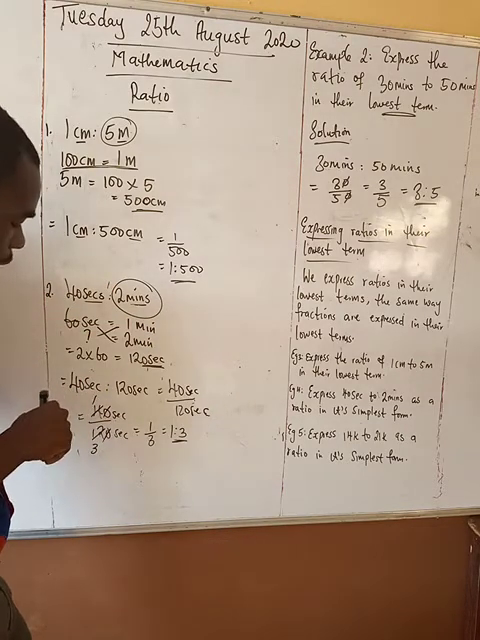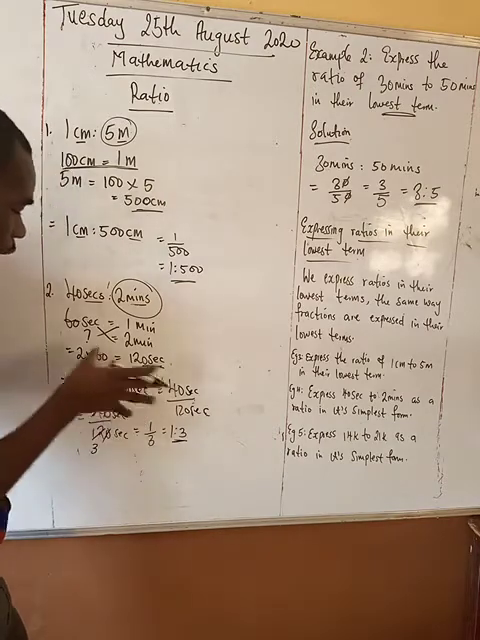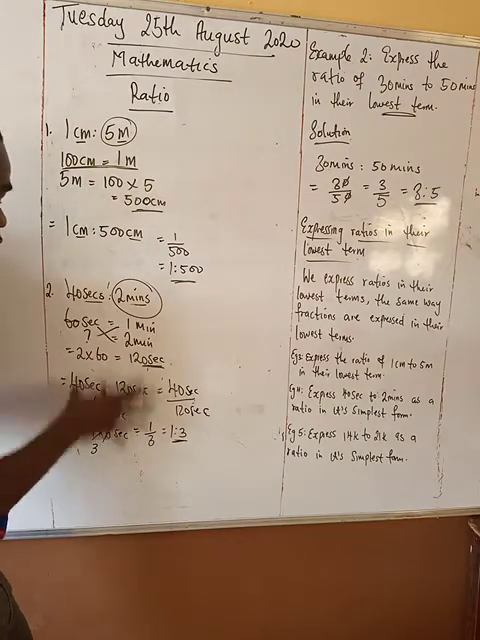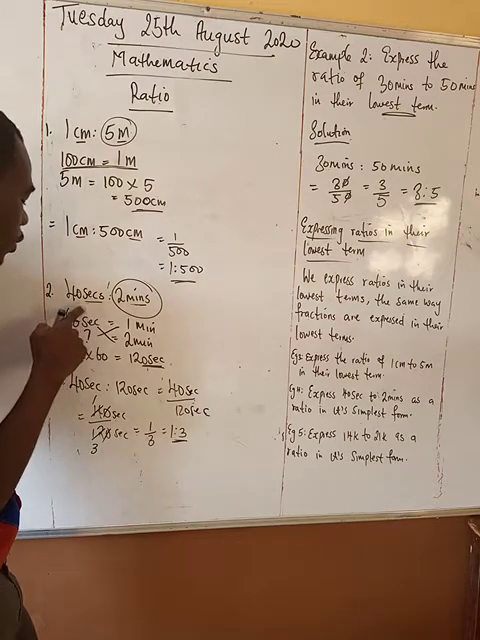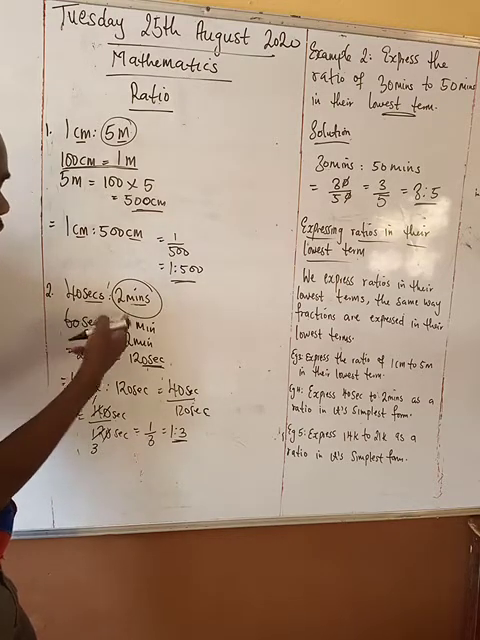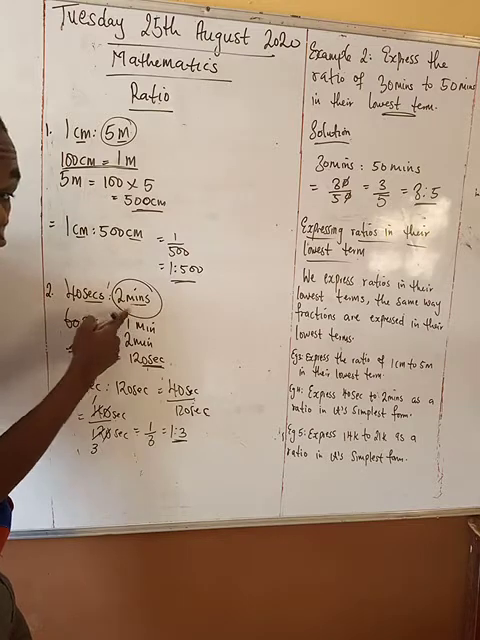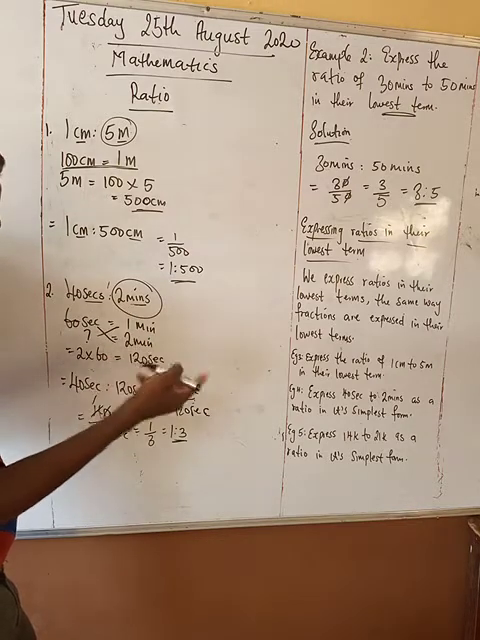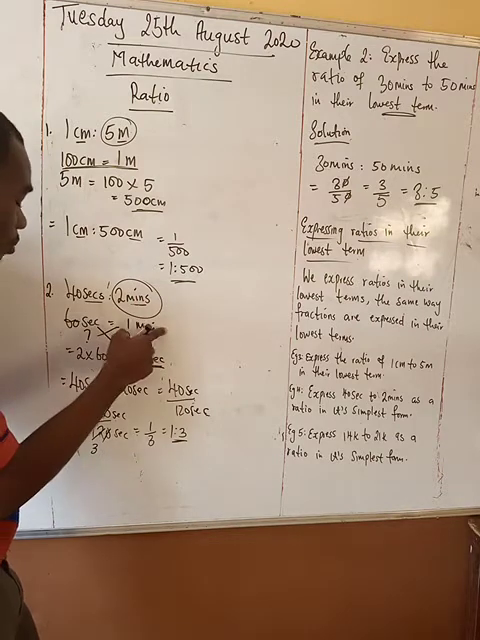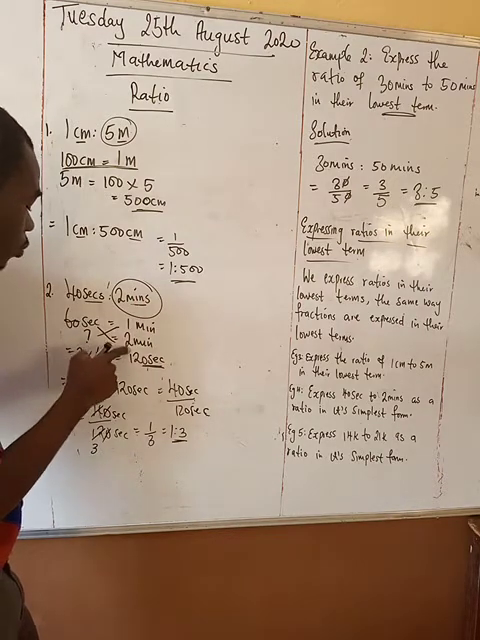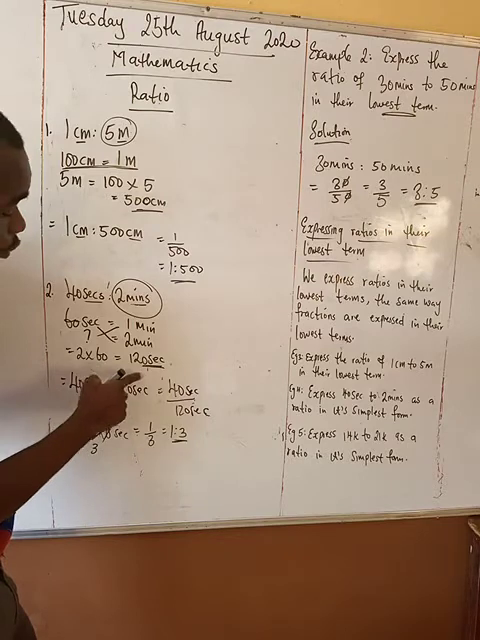Okay, so moving on, we have this at this point. I believe you understand it. Let's go through it again. We were to express 40 seconds as a ratio of 2 minutes in its lowest term. We can't just be doing 4 over 2 because seconds and minutes are not the same unit. So we have 60 seconds is 1 minute. Then 2 minutes is going to be 2 times 60, which gave us 120 seconds.